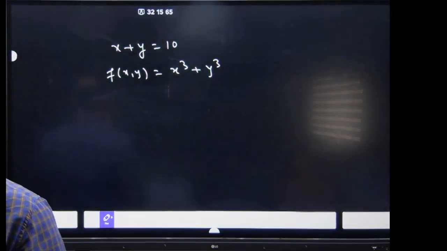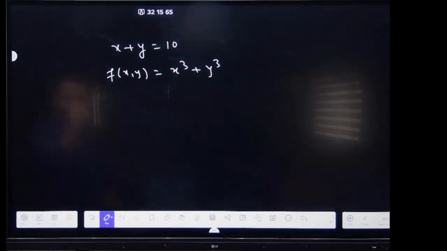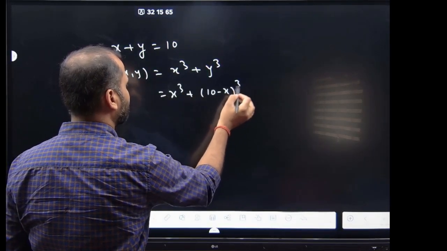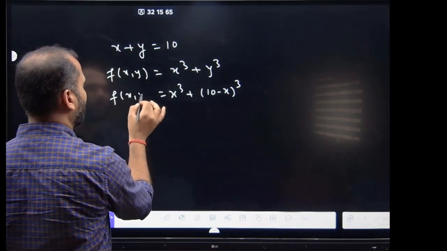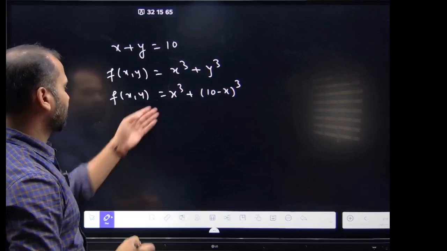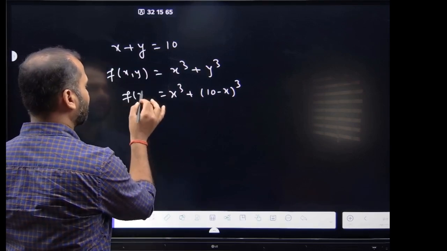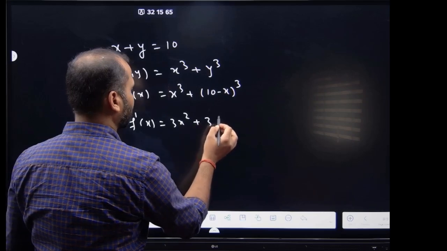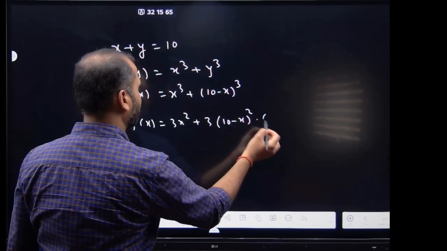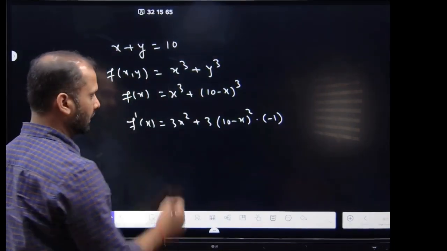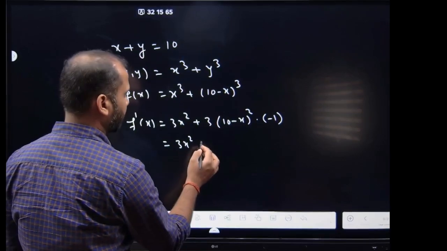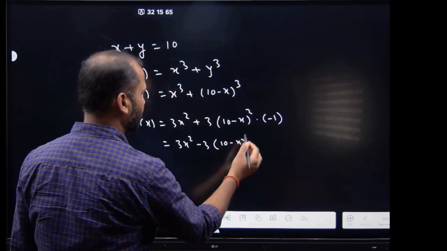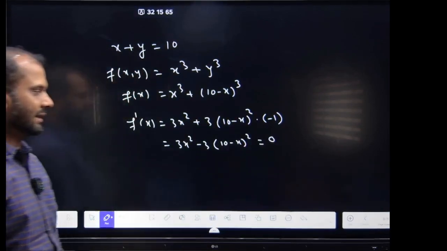Now this we have to maximize or minimize, right? I think minimize. How to solve? Same thing, I can replace y. What will I be replacing? 10 minus x the whole cube. This is the function of x comma y. Yes or no? Function of x only I can say now. After that, you calculate f dash x. How much will it be? 3x square, and here 3 into 10 minus x to the power 2 into minus 1 from the inside differentiation. How much will it be? 3x square minus 3 into 10 minus x the whole square. I should put this equal to 0 to get the critical points.